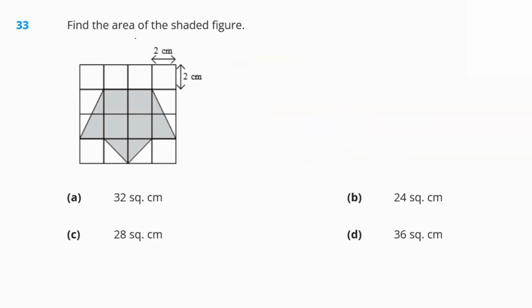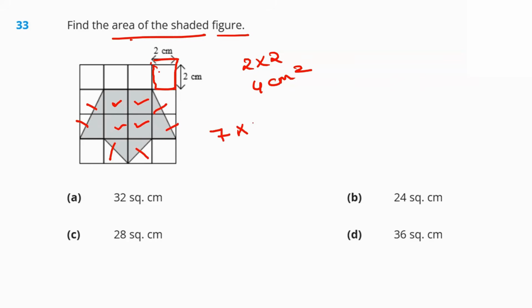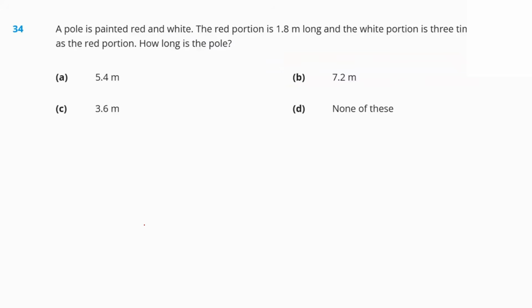Next, question number 33. Find the area of the shaded figure. Look here. One box measures 2 by 2, that means the area of one square is 4 square centimeters. How many such squares are shaded? 1, 2, 3, 4 complete. Half and half 5, half and half 6, half and half 7. So 7 boxes, each measuring 4 square centimeters. That's 28 square centimeters. Option C is the answer.